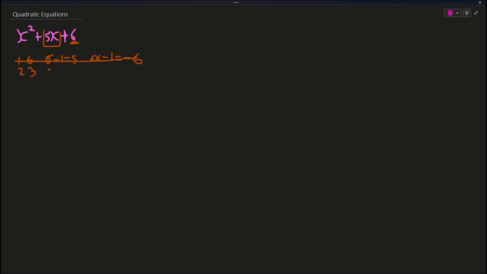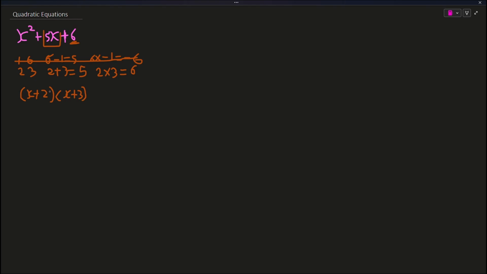So we know that 2 plus 3 is equal to 5, and 2 times 3 is equal to 6. Great. So what do we do next? We know that a positive 2 and a positive 3 can be used. So we want to have it in brackets, first bracket for the first factor, x plus 2, and then the next bracket, x plus 3. And that is the expression factored out.